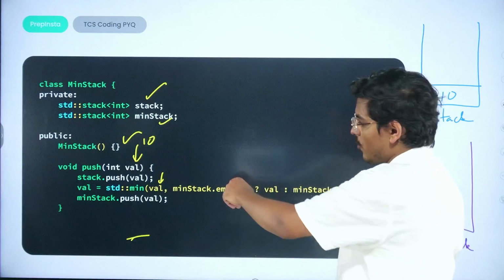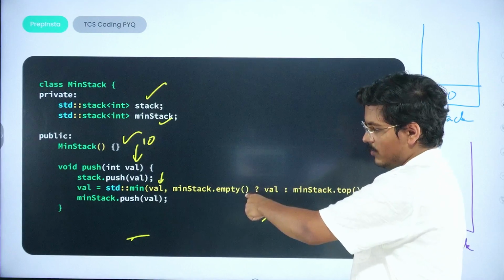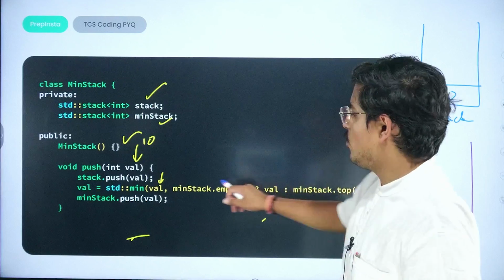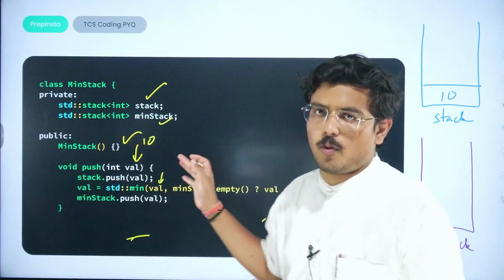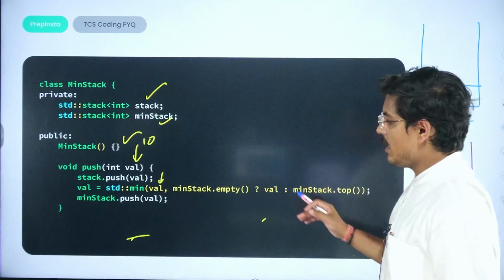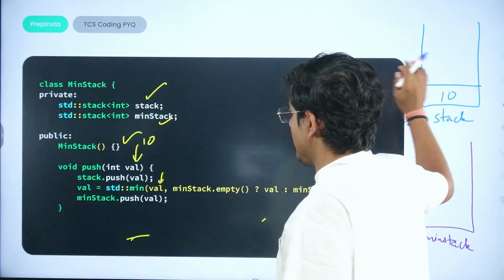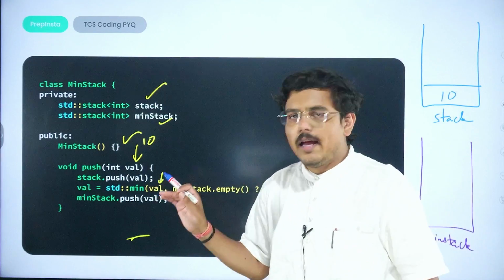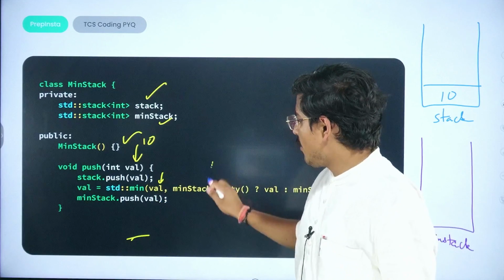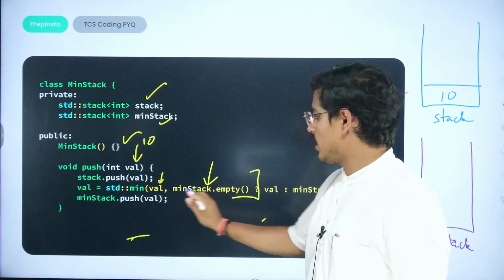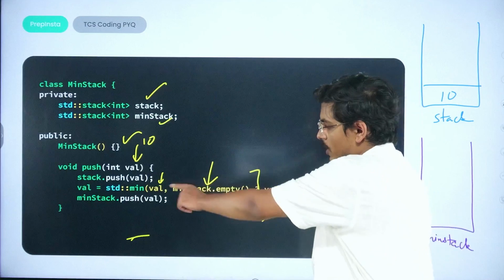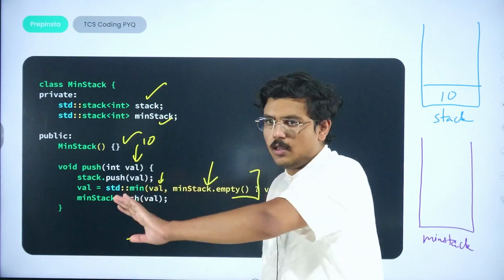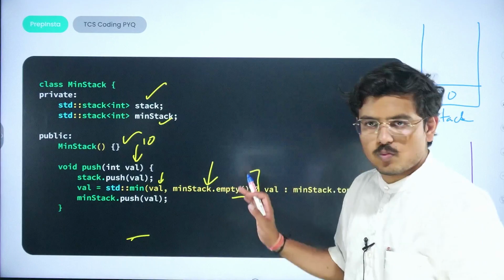I am checking it with min stack. If it is empty, fine. If it is empty, then what you have to do is push it over the min stack top, fine. Otherwise compare it with the min stack top. Basically what I am saying is, if you have value and min stack dot empty, this much portion is one condition, fine. If this much portion is available, all you need to do is find out the minimum between these two, fine.